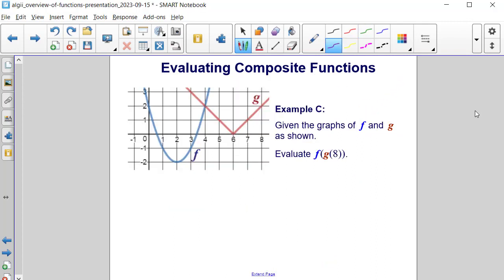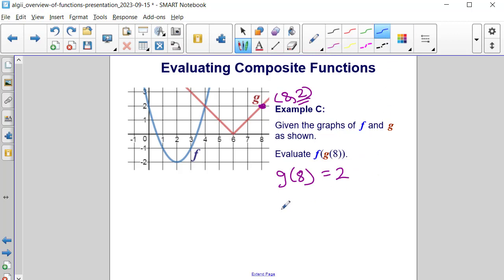Let's practice another example where we are evaluating composite functions. We're given the graphs of f and g. We're going to evaluate f of g of 8. So the first thing that we need to do is evaluate g of 8. So if we look at g and we go to the x value of 8, that ends up being 2, the y coordinate or the function value at that point.